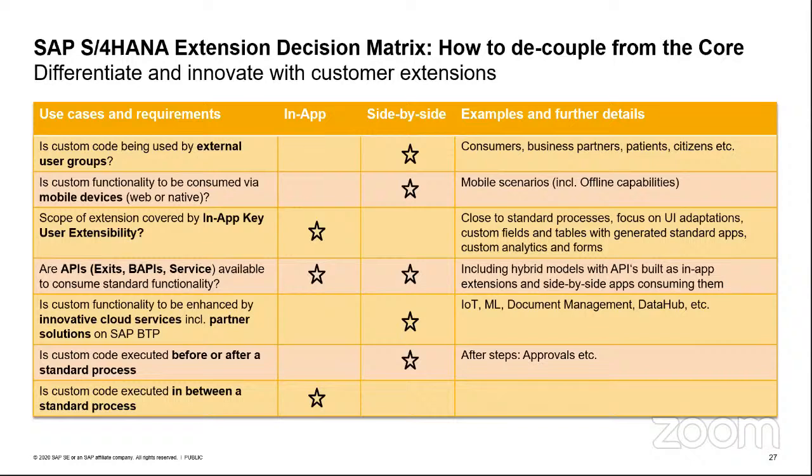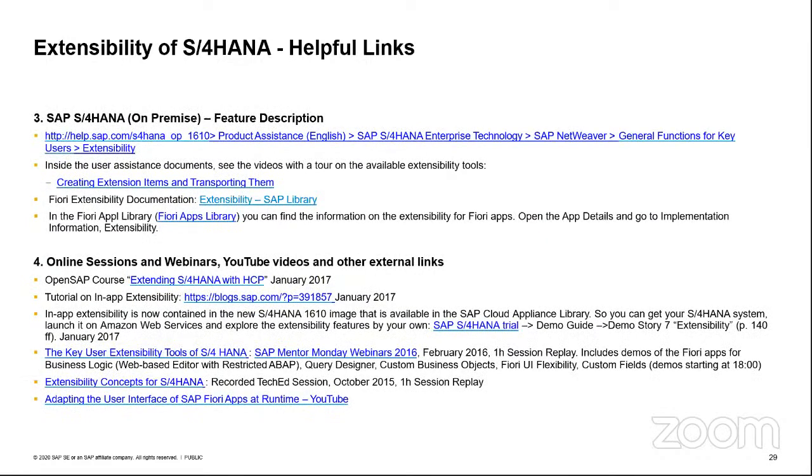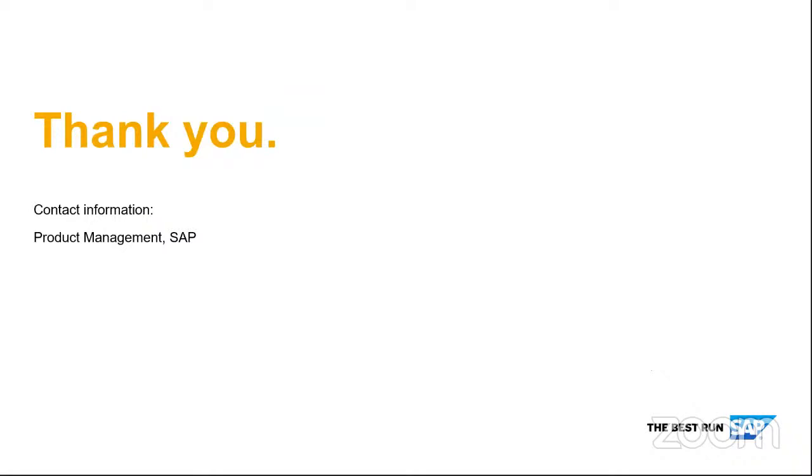So you can have a look at this decision matrix before you go ahead with any of your extensibility scenarios. I have added all links here that are helpful for the scenario. You can refer to this. Before closing, I will also add the link for which release this has started to this slide, so that you can refer to that while going through the PPT.